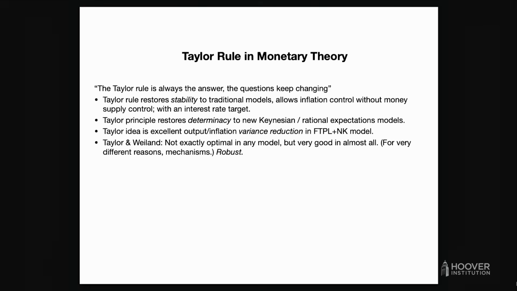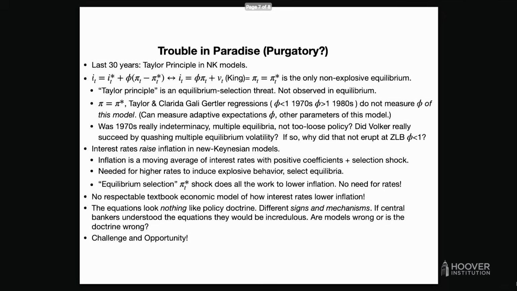And John's done a lot of this work too. Every individual model has an optimal policy rule that's a teeny bit better than the Taylor rule, but they'll blow up in the other models. The Taylor rule does great in lots of models. But there is trouble in paradise.